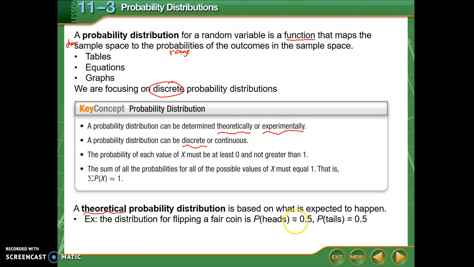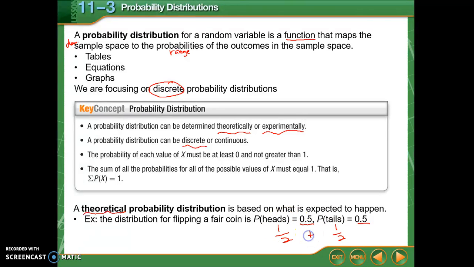If I flip a coin, there are two outcomes. I have a probability of 1/2 for flipping a head, right? Because there's one head out of two sides of the coin, and a probability of 1/2 for flipping tails. So notice the probability of getting a tail and a head are both 1/2.